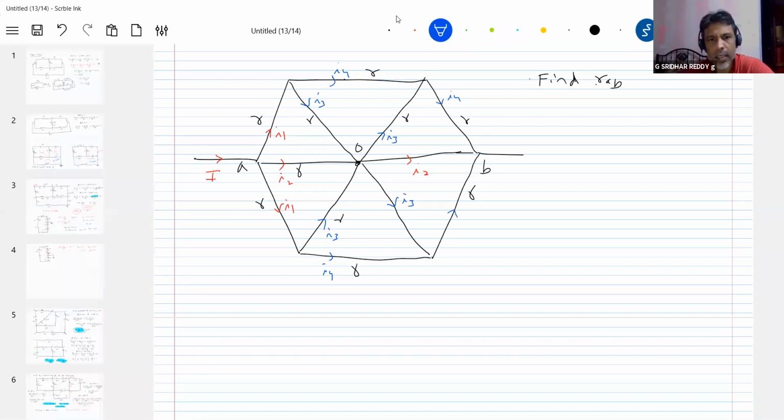So here actually I3 plus I4 should be equal to I1. How much current finally? The same current I. You have to see that the current that enters the network, that current should leave. In that way, the current has to be divided.